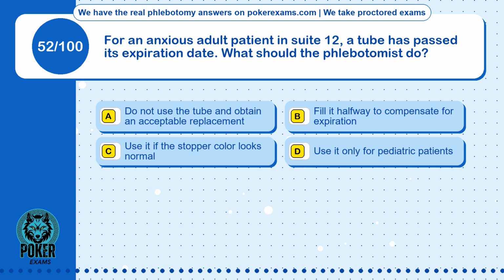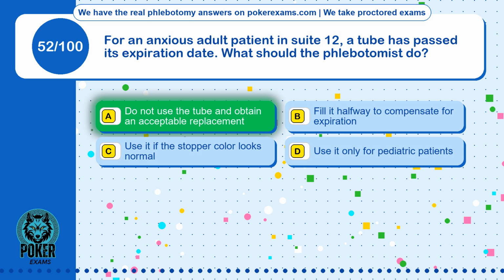Question 52. For an anxious adult patient in Suite 12, a tube has passed its expiration date. What should the phlebotomist do? Option A. Do not use the tube and obtain an acceptable replacement. Option B. Fill it halfway to compensate for expiration. Option C. Use it if the stopper color looks normal. Option D. Use it only for pediatric patients.